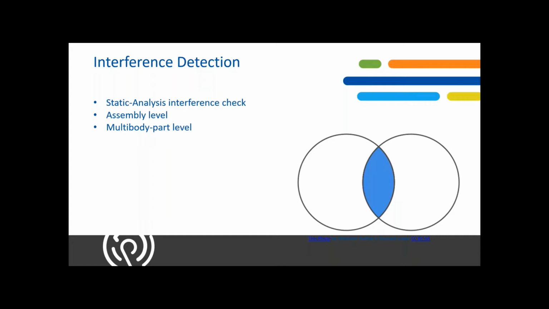So interference, in other words, is whenever you have two parts that are sharing a common volume, so they're intersecting with one another.